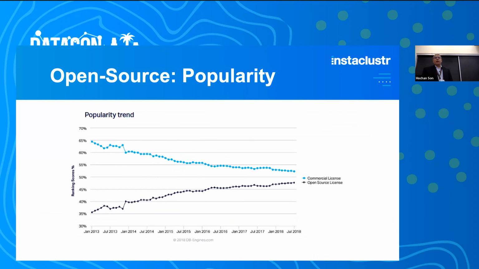As you're seeing in the graph, the closed source popularity, the commercial software popularity, is decreasing, while the open source popularity is increasing. There are many great products in the market, and people are really interested in them.